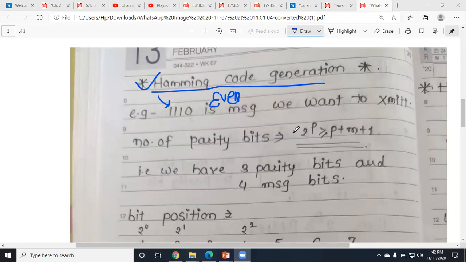Correct, exactly right. So we have to satisfy this equation to find the number of parity bits. Simple, right? Message signal is known to you. We will solve this example, right? So the message signal is known to you. How many message bits do you have?